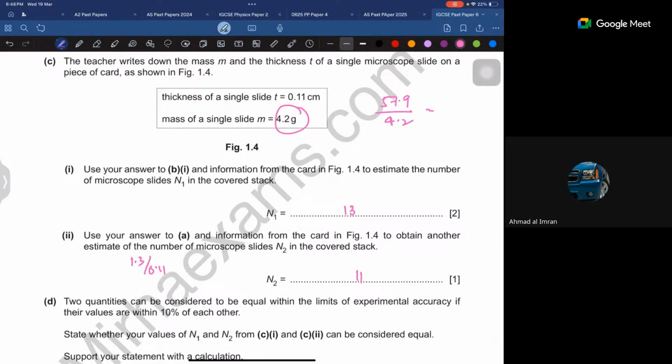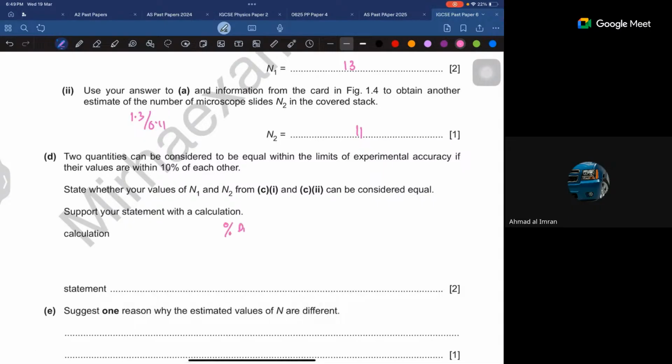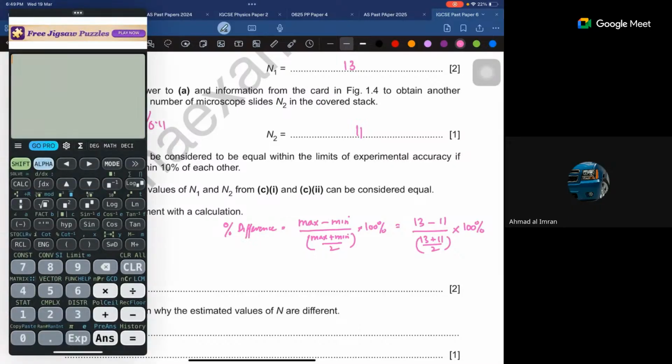Then, my buds, it says the quantities can be considered to be equal within the limits of accuracy if they're within 10% of each other. So how do you find this? Basically, you have to use percentage difference formula. You always need to use that. Percentage difference is basically you use maximum minus the minimum value that you get divided by the mean of the value, maximum plus minimum divided by 2, and then 100%. That would give you the answer, okay? So if I were you, I would write 13 minus 11, 13 plus 11 divided by 2, multiplied by 100. So this is how you find out. Please write this formula if you don't know.